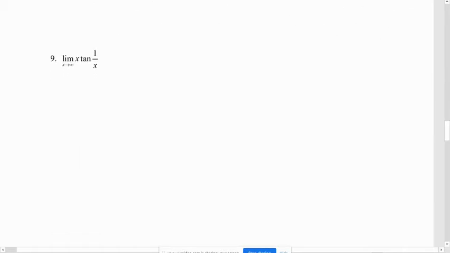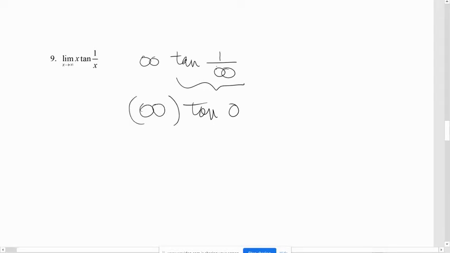So if I plug in infinity here, I would get infinity times the tangent of 1 over infinity. And the tangent of 1 over infinity would really be the tangent of 0, because 1 divided by infinity is 0. And the tangent of 0 is 0. So this would be infinity times 0. And that is an indeterminate form. So I can do L'Hopital's on this one.